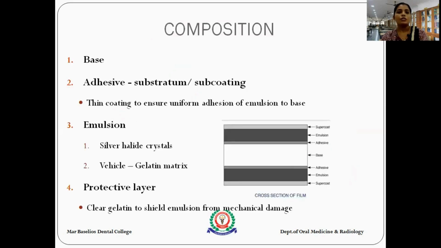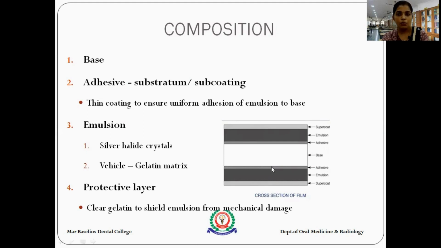Now, what is the composition of this X-ray film? What we had seen was the composition of an X-ray film packet, what all things are there inside an X-ray film packet. Now, let's see the cross-section of this film, which is the image receptor per se. So, when you take a cross-section of the X-ray film, we can see all these structures. The first one is a base.